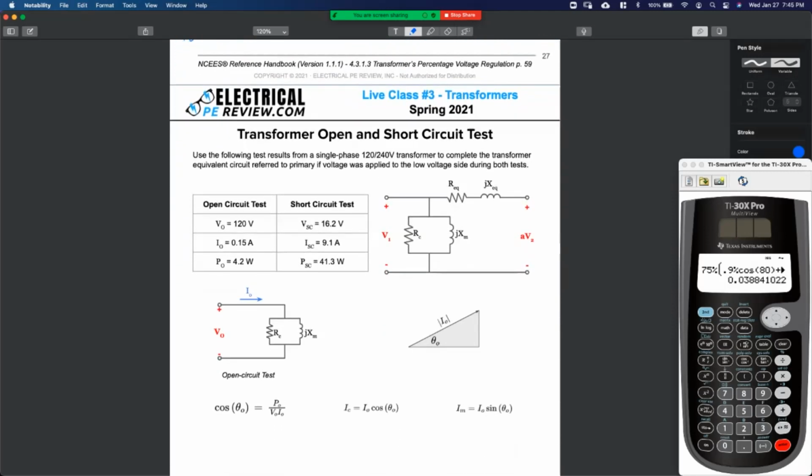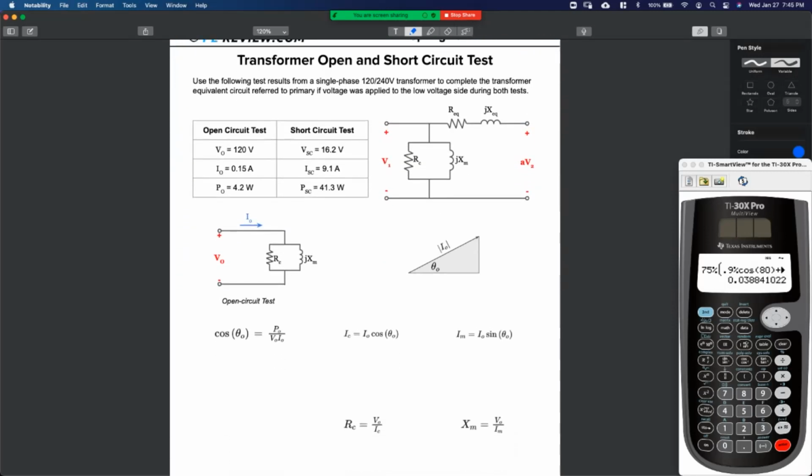We're going to look at the open short circuit test, brand new slide. Really excited to share it with everyone tonight. We're going to have a hands-on example.